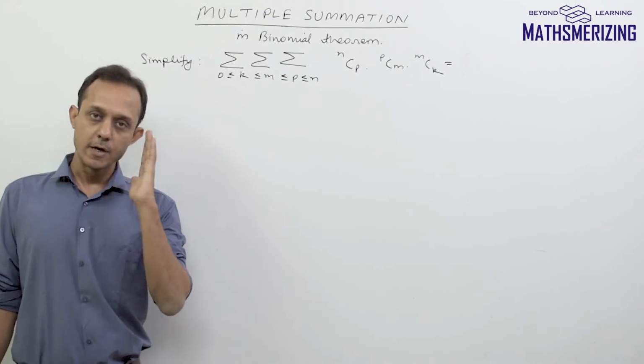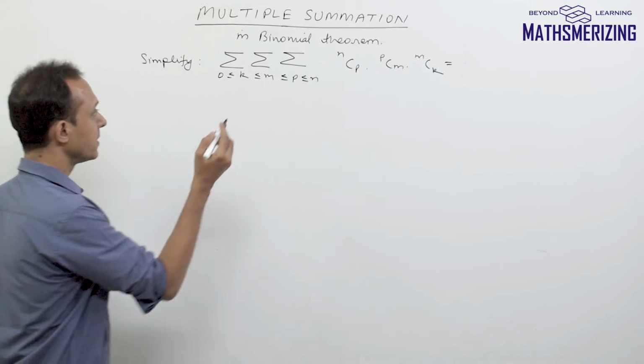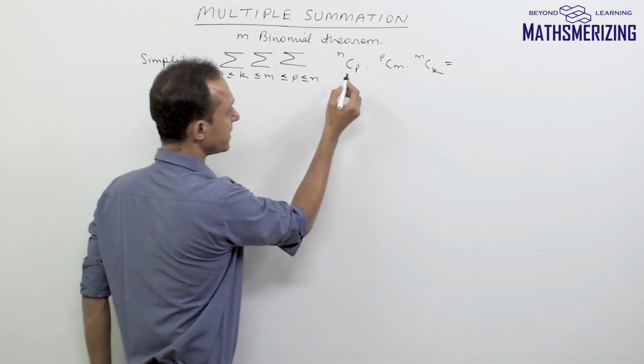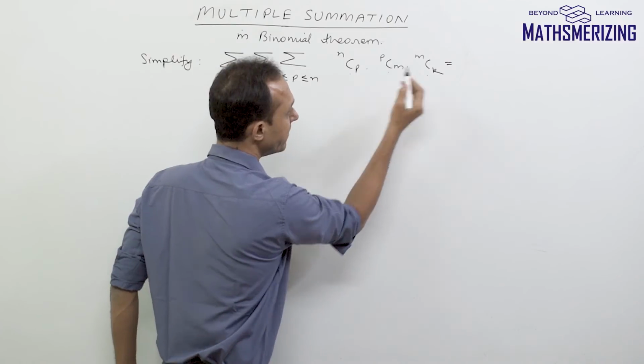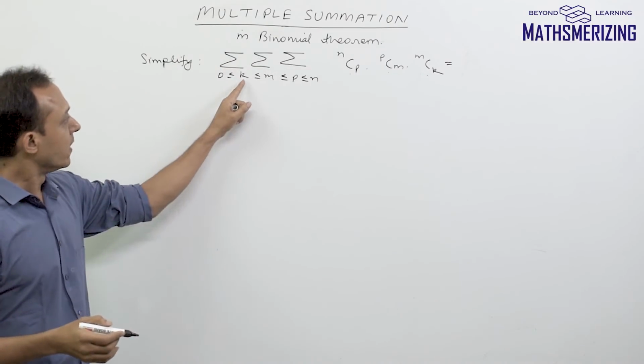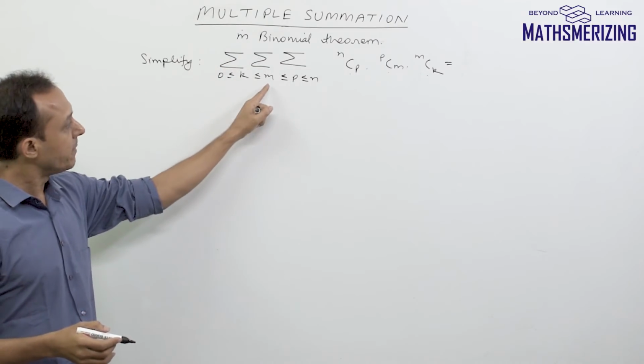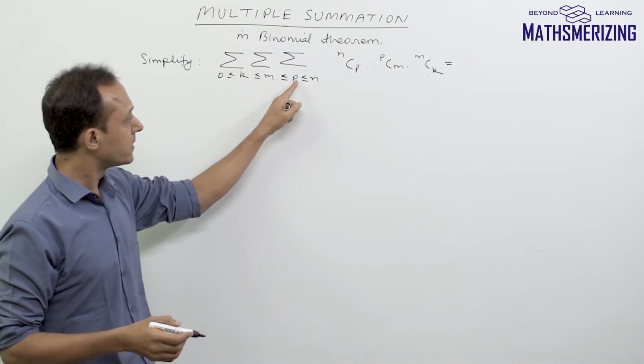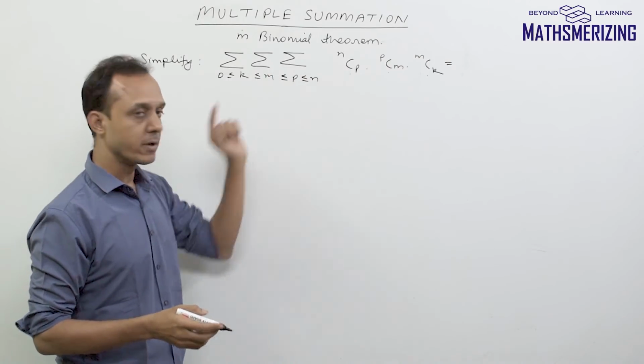Now we'll discuss a triple summation problem. And the problem is we need to simplify the series, which is nCp, pCm, and mCk, where the value of k is greater than or equal to 0, m is greater than or equal to k, and p is greater than or equal to m but less than or equal to n.